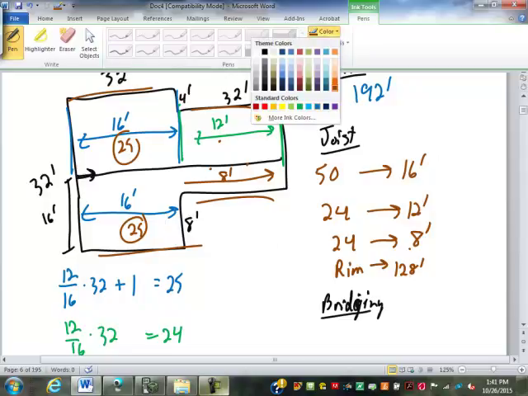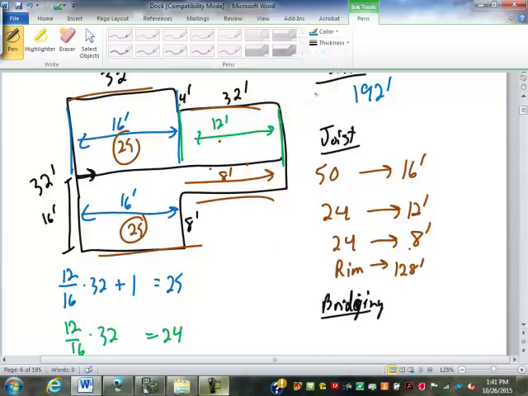Okay. 16 feet here. Well, that's 16 feet this way is the span. The run is the 32 feet. The span is 16. Same here. 16-foot span. This is a 12-foot span. 8-foot span.